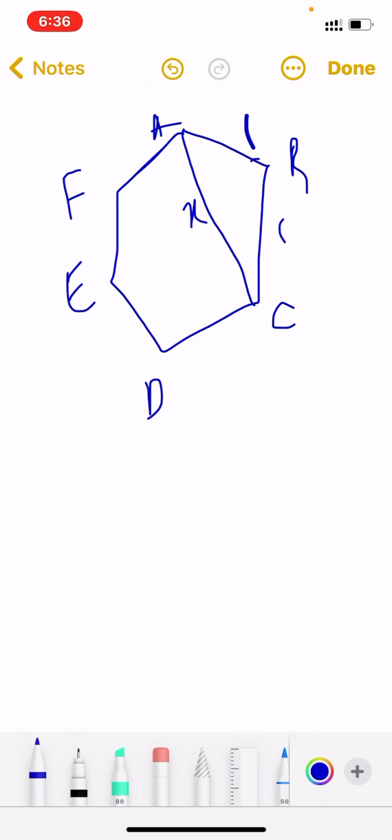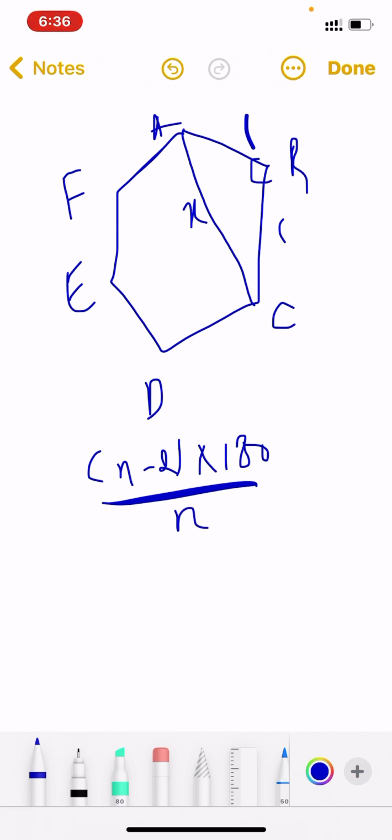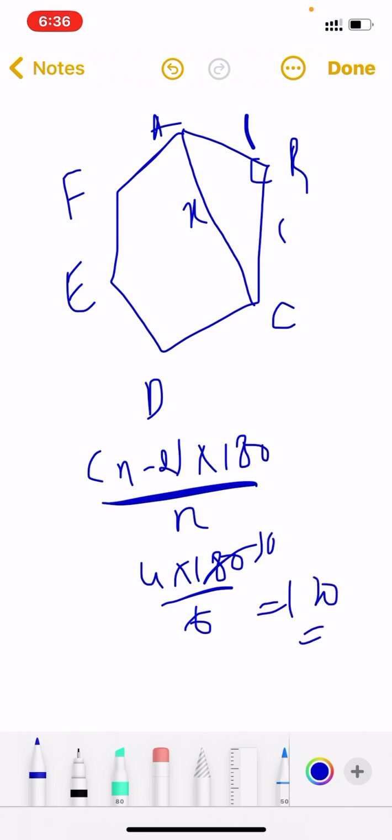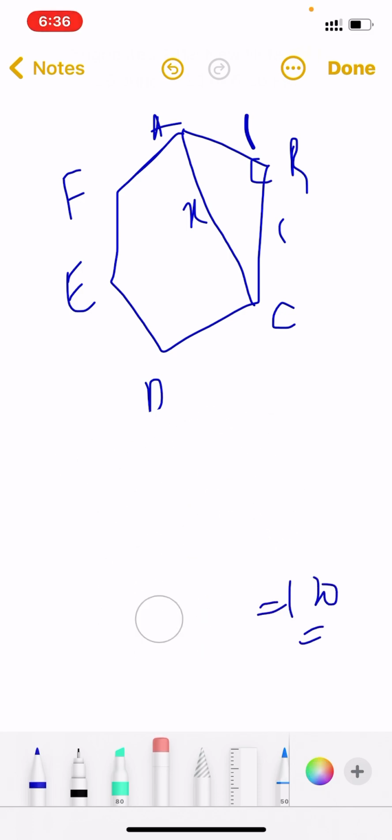Okay, this angle, how to calculate? We have a formula. Each angle in a regular polygon is how much? Total number of sides minus 2 into 180 upon total number of sides. Here number of sides is 6, hexagon. Okay, so 6 minus 2 is 4 and this is 180 upon 6. So this will be 30. So this will basically be 120. Okay, so each angle is 120. So basically this angle is 120.